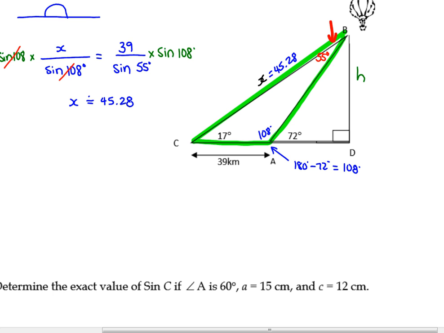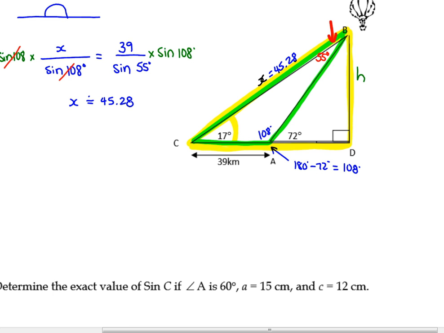You could use sine law. You don't have to. We're going to be working with this giant triangle. So you can't use Pythagorean because we don't know two sides. We only know a portion of that bottom side. We don't know the full amount. But we do know the 17 degrees.